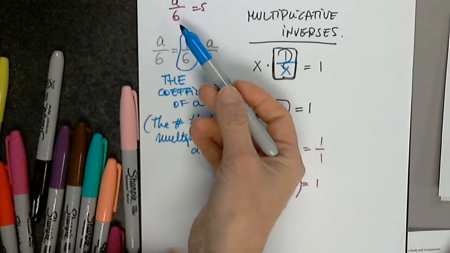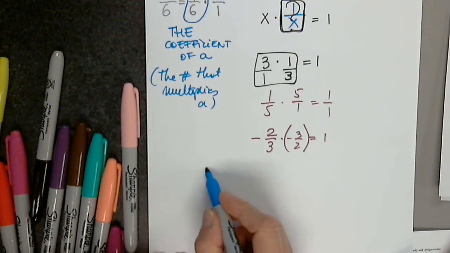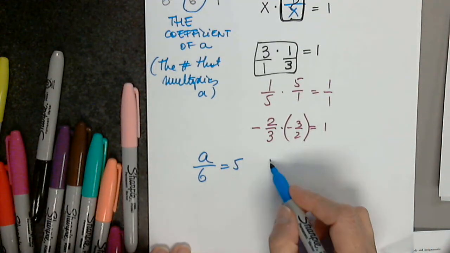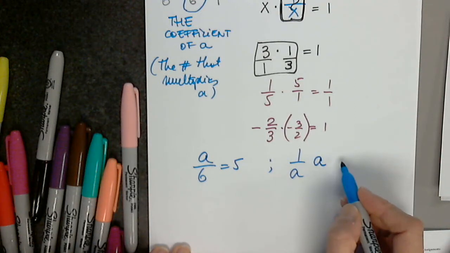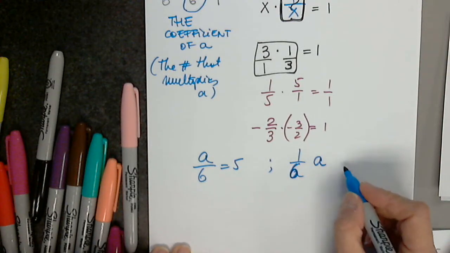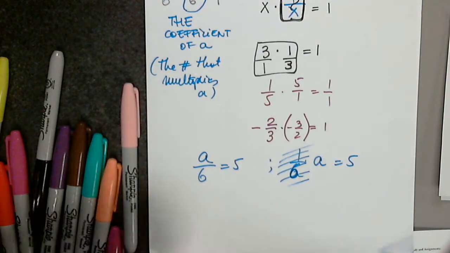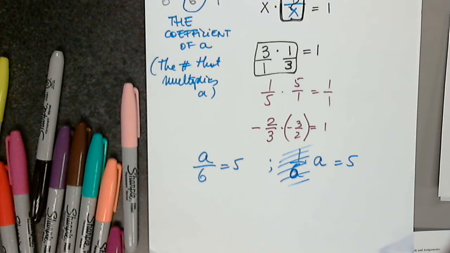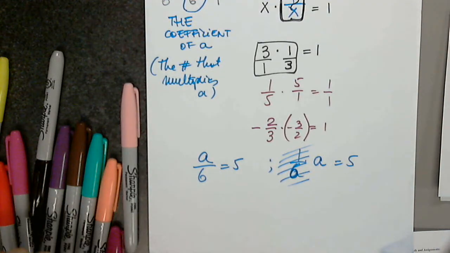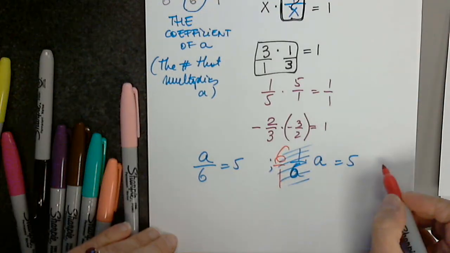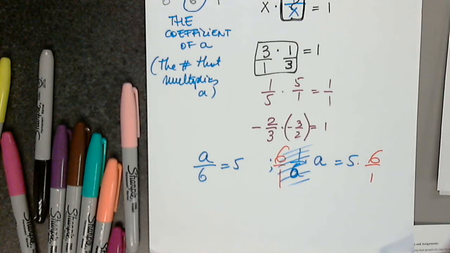So finally, let's come back here. That is one of the reasons why, when we solve this equation, I personally look at it like this: 1/6 a equals 5. The idea is to get rid of 1 over 6. What is the multiplicative inverse of 1 over 6? So I know what we need to multiply both sides by. Excellent. So 6 over 1 on both sides.